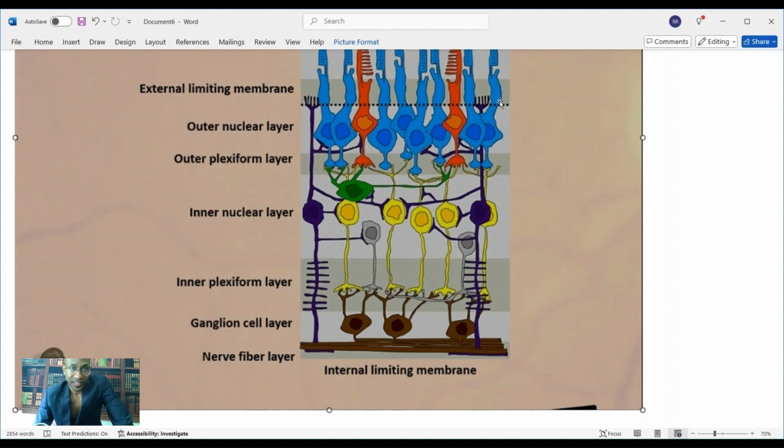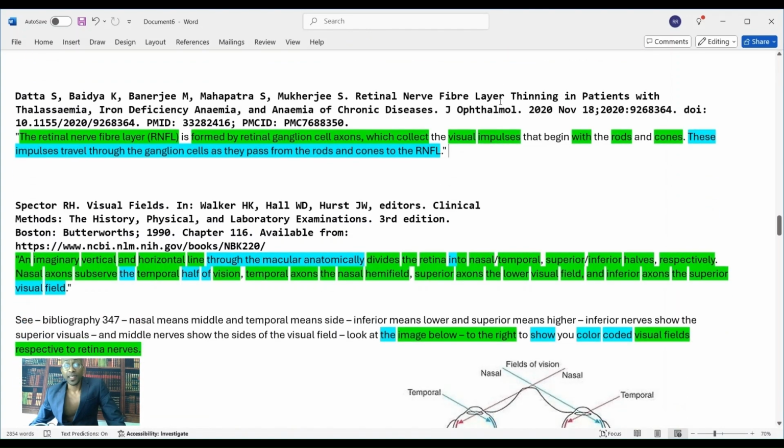The word primary means first. It's the first visual cortex. It's the first visual area of the brain. From here, you have the retinal nerve fiber layers, which, as we just looked at above, are the nerves that take visuals from the retina. So the central portion of the retina is the macula. The macula is responsible for central vision. The fovea is the highest visual acuity of the macula. The retinal nerves carry the visuals from the retinal ganglion cells, which begin with the rods and cones, to the brain so we can see.